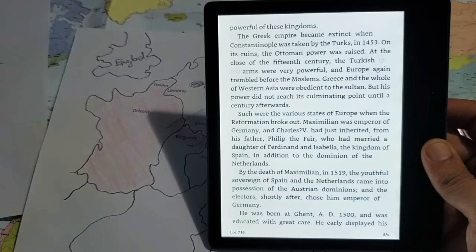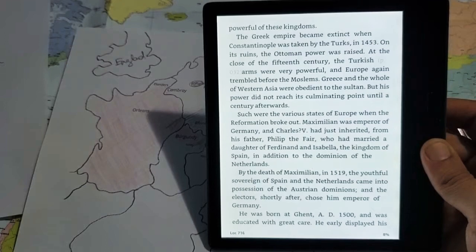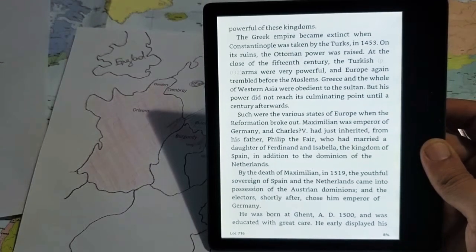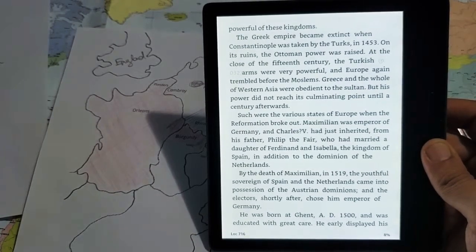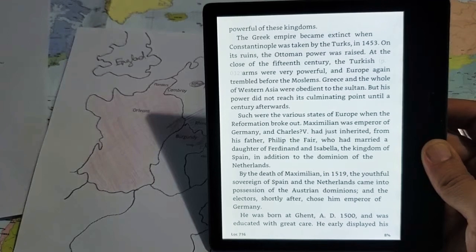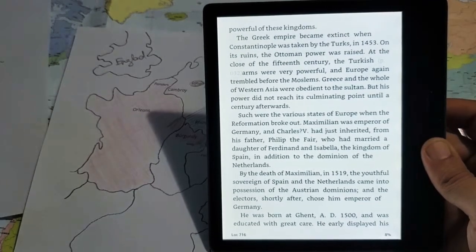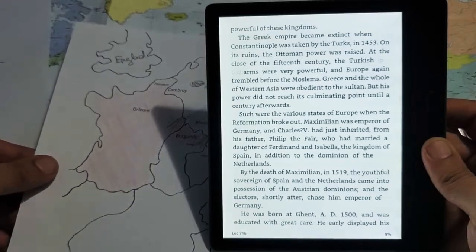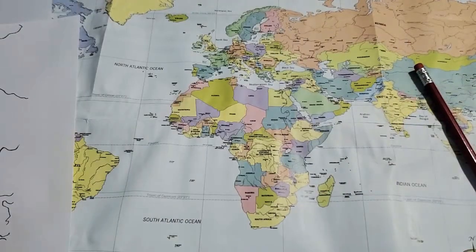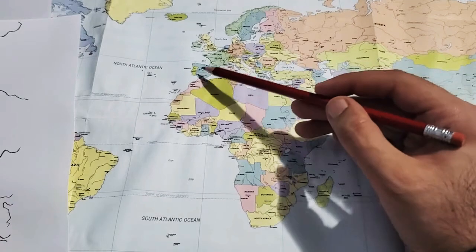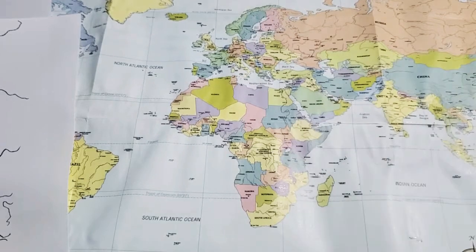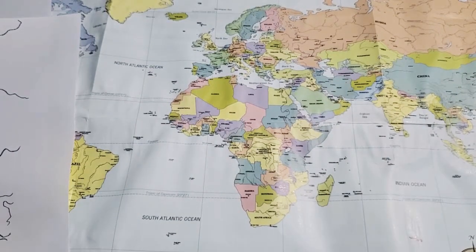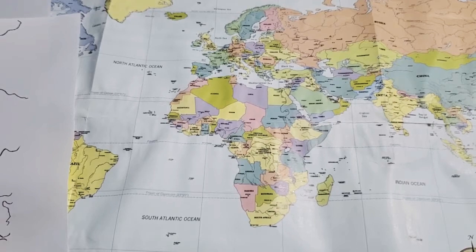Maximilian was Emperor of Germany, and Charles V had just inherited from his father, Philip the Fair, who had married a daughter of Ferdinand and Isabella, the Kingdom of Spain, in addition to the dominion of the Netherlands. So Maximilian was his father. By the death of Maximilian in 1519, the youthful sovereign of Spain and the Netherlands came into possession of the Austrian dominions, and the electors shortly after chose him as Emperor of Germany. So again, to categorize, his father was ruler of Spain and the Netherlands. And these were always regions that were fighting for independence. So at some point, as soon as his father dies, he becomes elected.